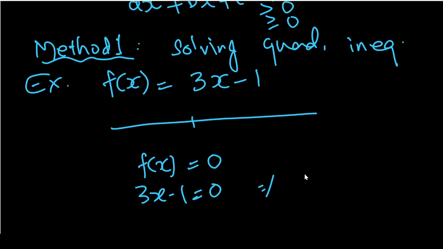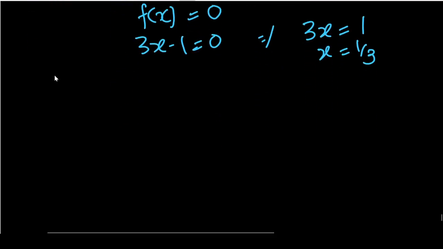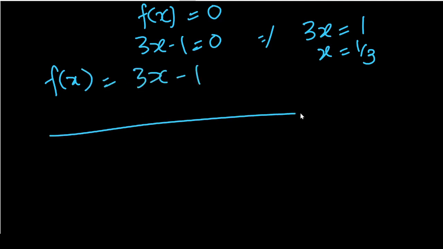x equals 1 by 3. So for f(x) equals 3x minus 1, at 1 by 3, here I will write plus, here I will write minus. Plus indicates f(x) is positive for all the values greater than 1 by 3, and f(x) is negative for all the values lesser than 1 by 3.